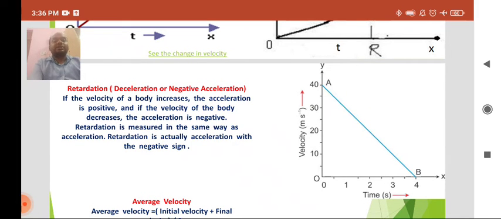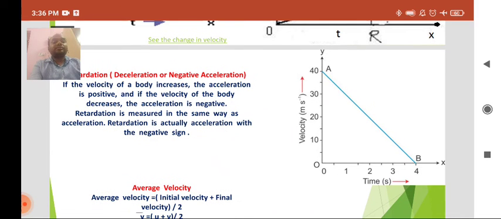The graph represents the retardation curve, in other words negative acceleration, because velocity is measured in meter per second on the y-axis and time is measured in seconds on the x-axis. AB represents the curve joining 4 to 14. This represents negative acceleration or retardation.